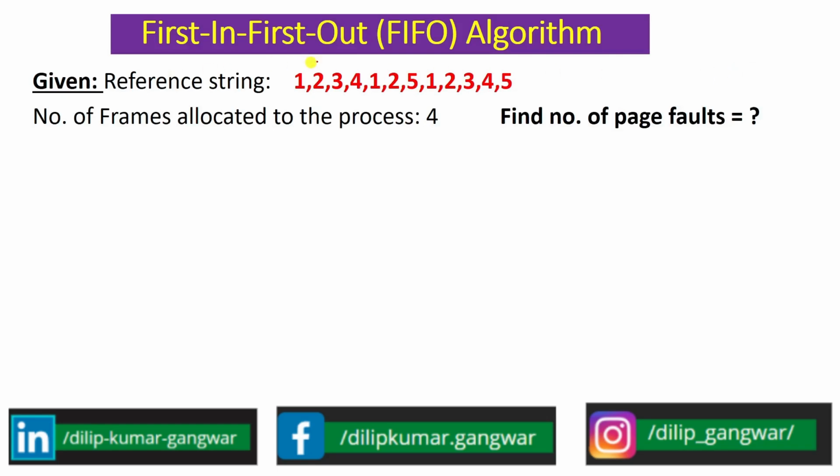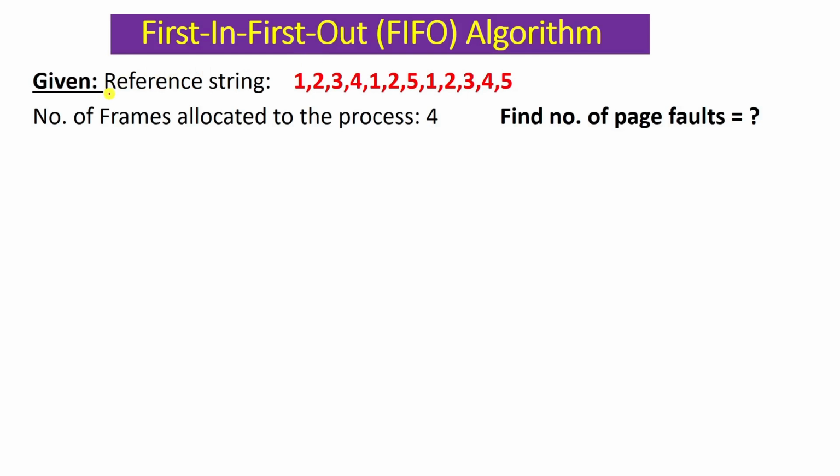As we have discussed in the previous videos, we will be given some information in the page replacement algorithm numericals. So here we are given the reference string, and the number of frames allocated to that process is 4. We have to find the number of page faults. Let's first apply the FIFO page replacement algorithm, and then I will tell you what Belady's anomaly is.